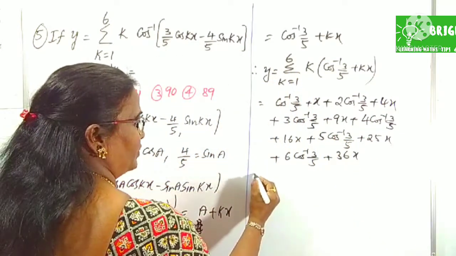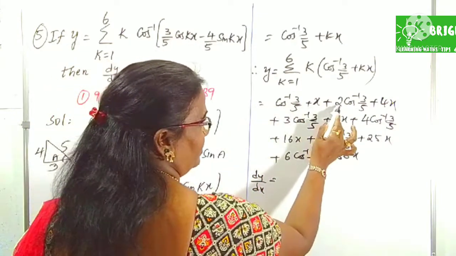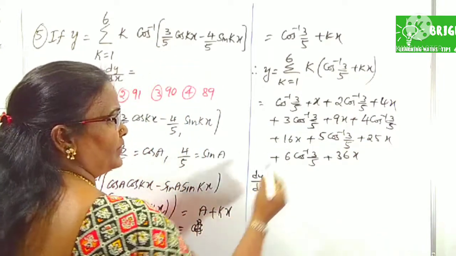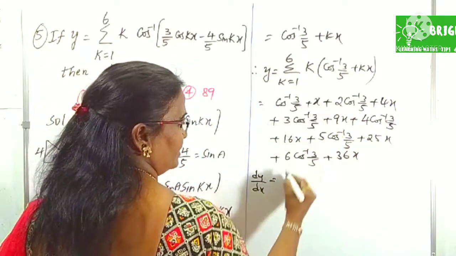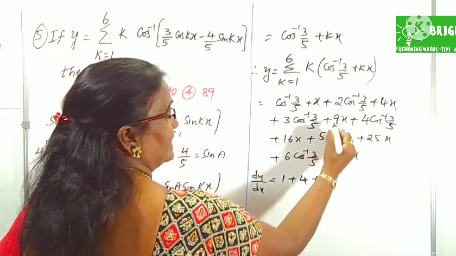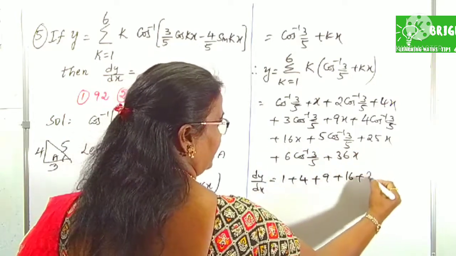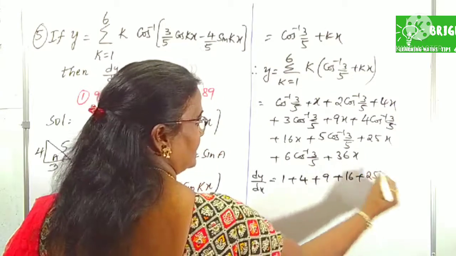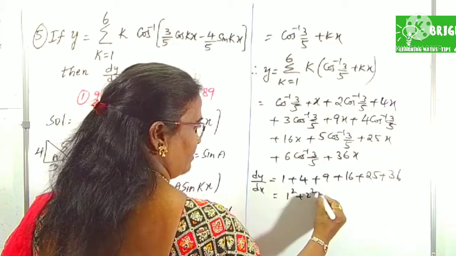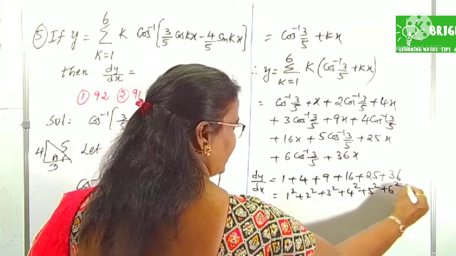Now what is its derivative, dy by dx? Cos inverse 3 by 5, 2 cos inverse 3 by 5, all these are constants. Their derivative is zero. Now we have to concentrate only on the x functions. Derivative of x is 1, plus 4x derivative 4, plus 9x derivative 9, plus 16x derivative 16, then 25, then here 36, right? It is in the form of 1 square plus 2 square plus 3 square plus 4 square plus 5 square plus 6 square.